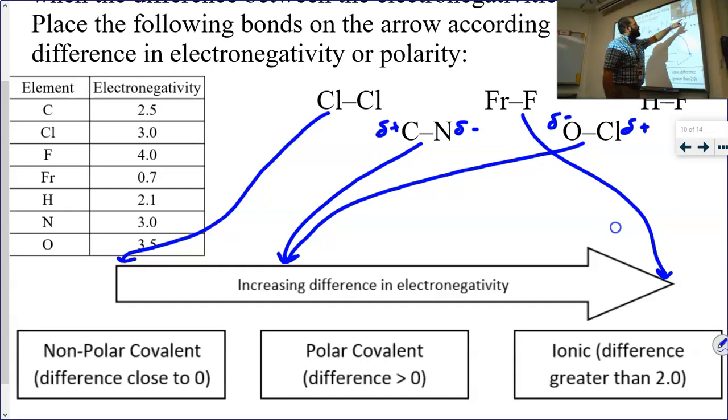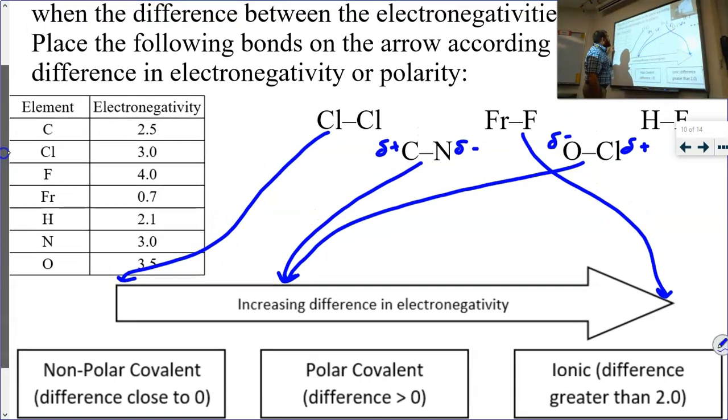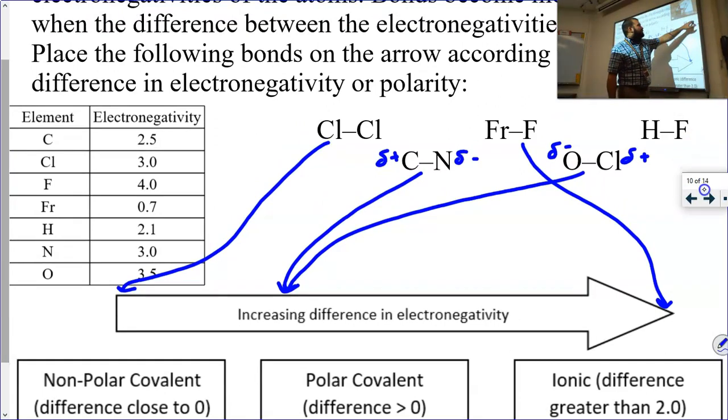Hydrogen and fluorine, I know it's kind of covered. I hope you can see it. Let me scroll up a smidge. There we go. Now it's still covered, excellent.